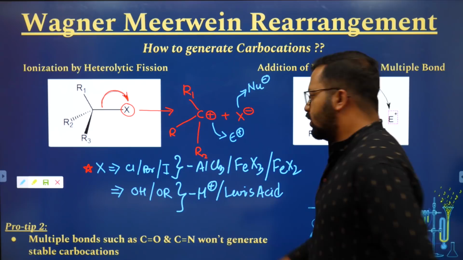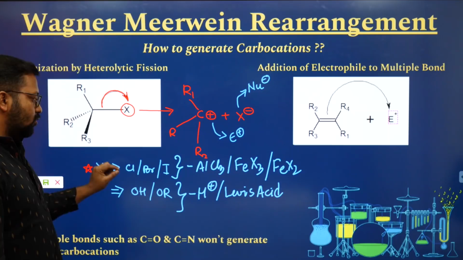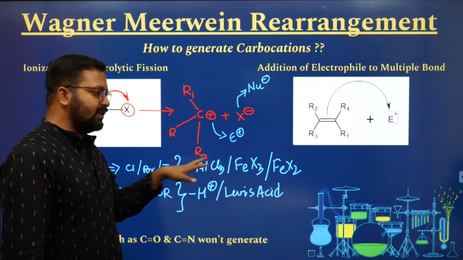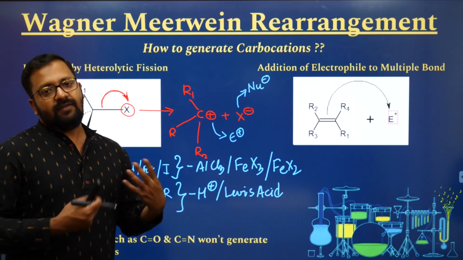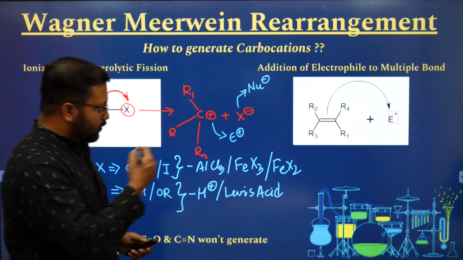So if I have to remove these groups, then it has to be facilitated by some other substances which should be present in the medium. And if this group is chlorine, bromine, iodine, halogen, then we would be taking some groups like AlCl3. These are also Lewis acids. These are electrophilic substances, so they will be very well interested to take this X minus. Same goes for OH, OR, H plus. If we take them, their removal will be easy for us. So once this gets removed, I'll get a carbon with a positive charge.